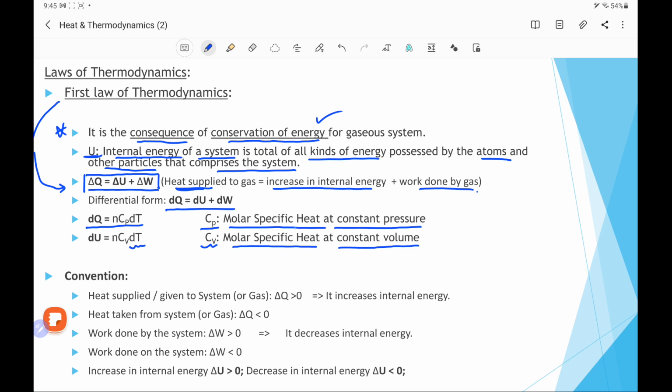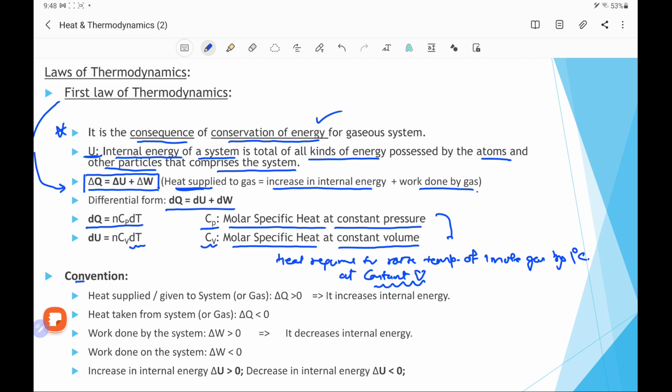Molar specific heat was already discussed in earlier lectures. Here we can say this molar specific heat at constant volume is the heat required to raise the temperature of 1 mole of gas by 1 degree Celsius at constant volume. Similarly, if we write for constant pressure, then the only change in the definition is at constant pressure.